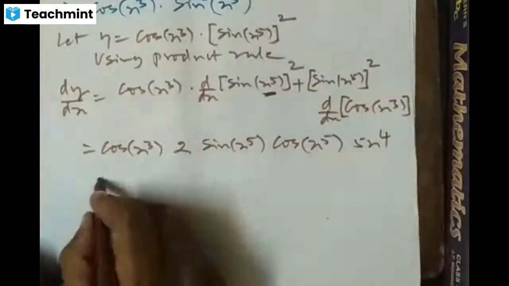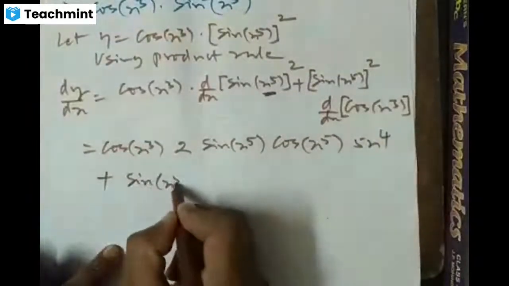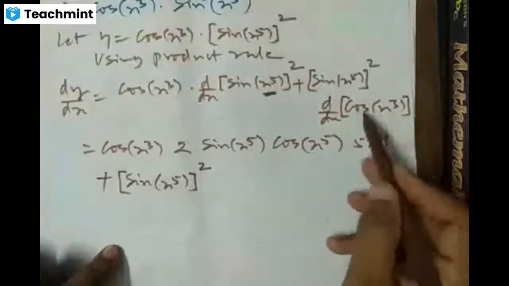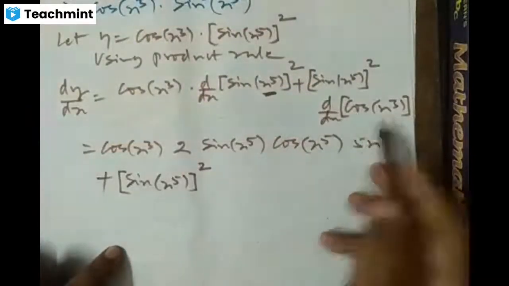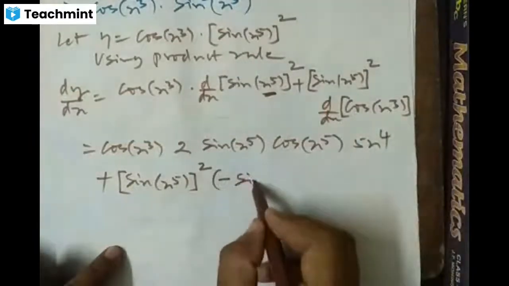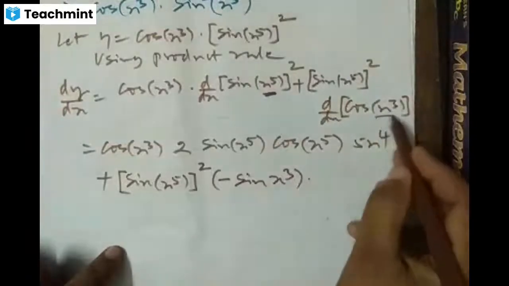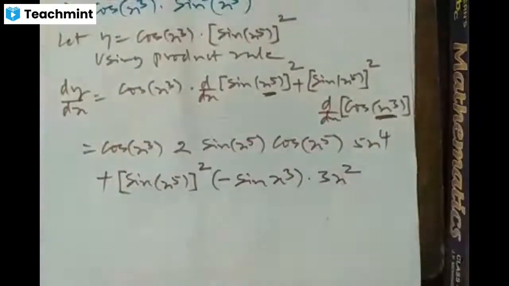Plus next function sine of x power 5 whole square into d by dx of this composite function. Again I have to use chain rule here. Derivative of cos x is minus sin x, right? So minus sine of x cube into d by dx of x cube. D by dx of x cube is 3x square, correct? So this is the derivative of the given function with respect to x.